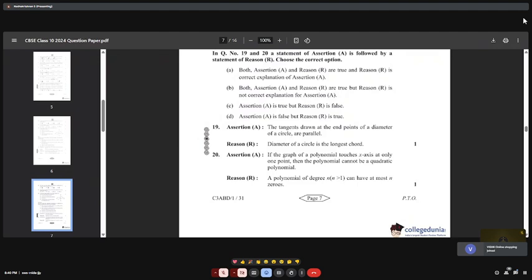A polynomial of degree n will have exactly n solutions, but since some of them will repeat, you can say that it will have at most n zeros. If that polynomial touches the x-axis at any place, there two solutions will become the same. So in that case the number of solutions can become less than n. That means it can have at most n zeros. So the reason is true and the assertion is false.